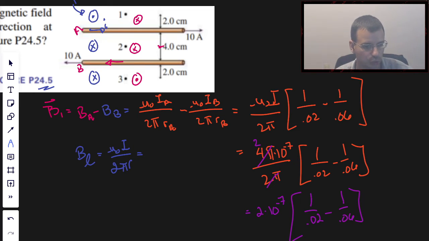For this, I'm going to use Wolfram, just because it's easier to use Wolfram to do subtracting fractions than a calculator like a TI-83. And if I was a better person, I could do it in my head. I am not. 1 over 0.02 minus 1 over 0.06. And this gives us 6.7 times 10 to the negative 6. And that's going to be measured in Teslas.